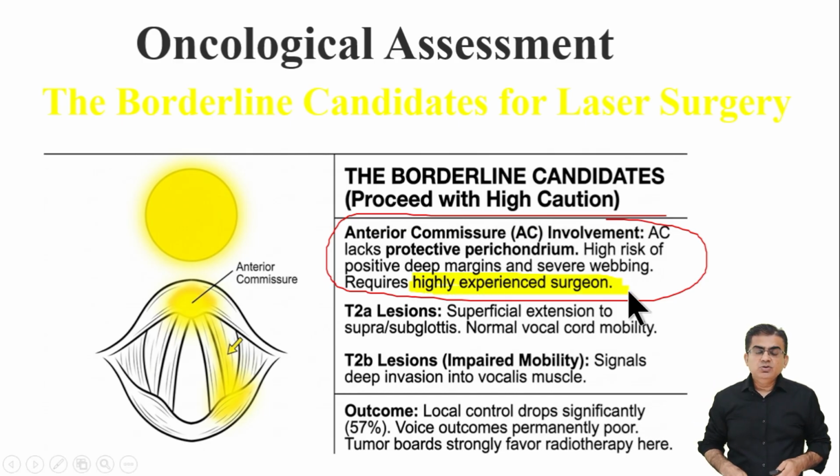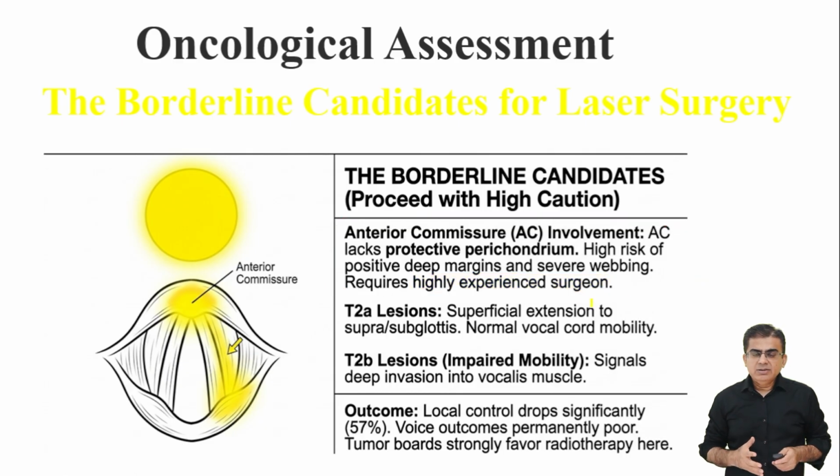Next, let us evaluate T2 lesions. I want to make an important clinical point here. I know that the current AJCC 8th edition combines all these into a single T2 category. But for surgical triage, we must still conceptually separate them based on vocal cord mobility.